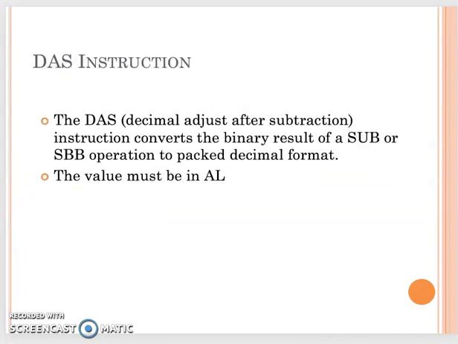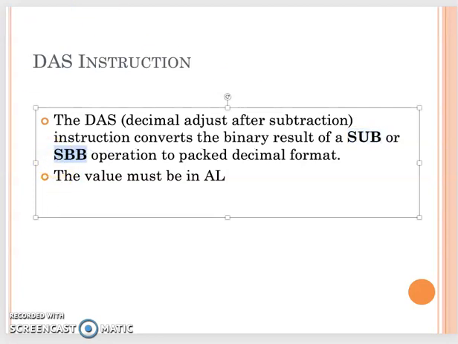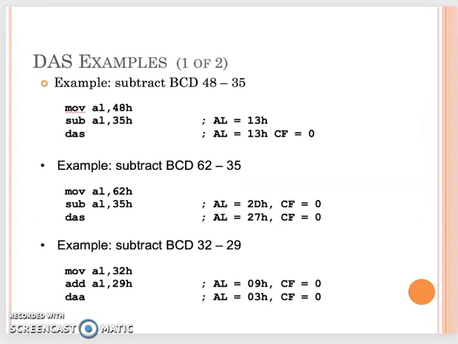So that's the DAA. DAA is for the addition, and DAS is for the subtraction. So the DAS is actually just the decimal adjust after your subtraction. Again, your subtraction can be a regular SUB or SUB with the carry flag. Again, we only adjust the value in AL. So let's see the example.